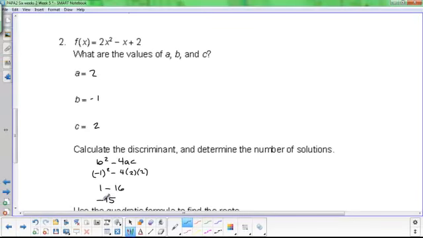Now looking at the discriminant being a negative number, going back to what I was going to ask earlier: is this factorable? The answer to that question is no. Again, looking at a times c, 2 times 2 is 4. What are the two factor pairs of 4 that add up to negative 1? Again, there aren't any. So we're going to have 2 imaginary solutions.